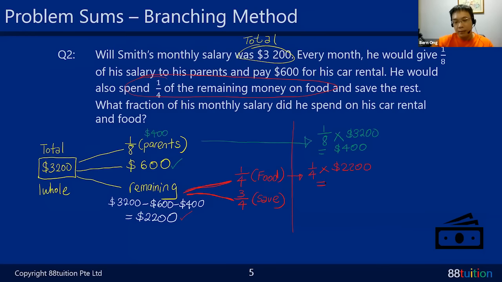So if I press my calculator, 2,200 divided by 4, the answer is 550. Many of you are writing 550, that means you know how to press your calculator. Good job. So 550 is spent on food, and how much is being saved? You can simply take 3/4 times 2,200, and that will be how much?